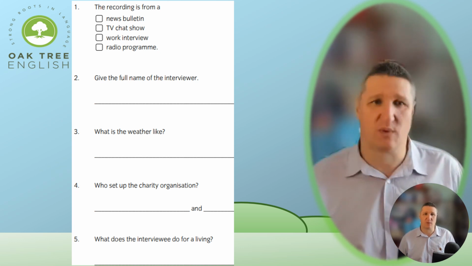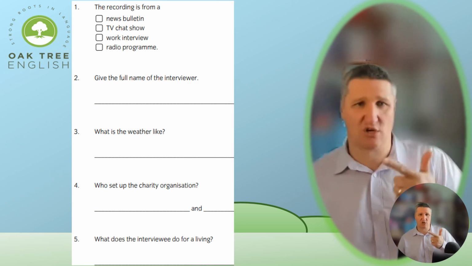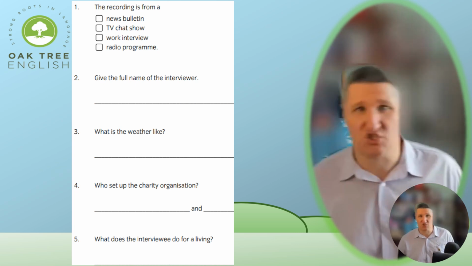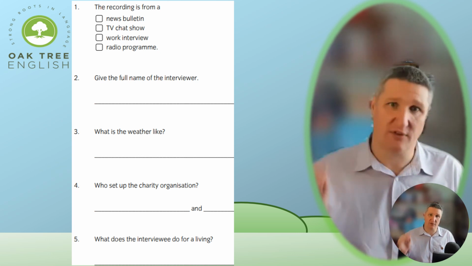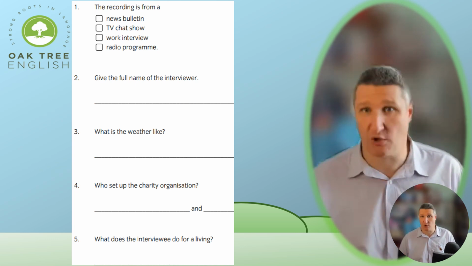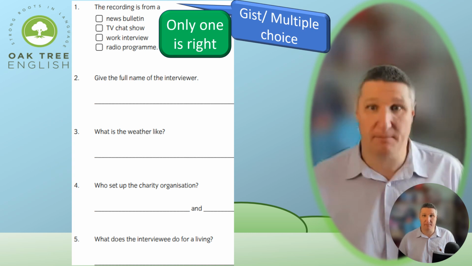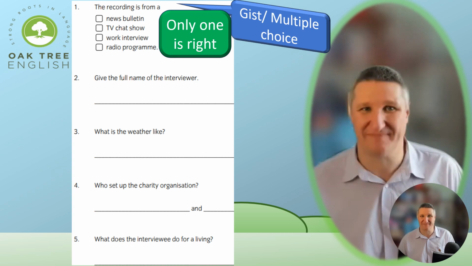So, the first question. The recording is from a news bulletin, a TV chat show, work interview, or radio program. This is a gist question, and this can be answered on or at the end of the first listen. It's also multiple choice, where one choice is right and the others are wrong. But all will usually be suggested, if not mentioned, at different times in the recording. Otherwise it wouldn't be much of a test, would it?